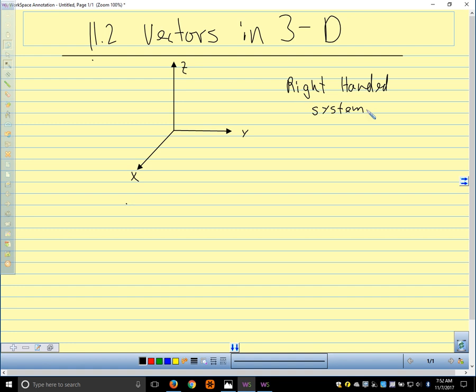You can also think of it in terms of your right hand. Your fingers extend along the x and y axes. Your index finger points along the x, your middle finger points along the y, and your thumb points along the z-axis.